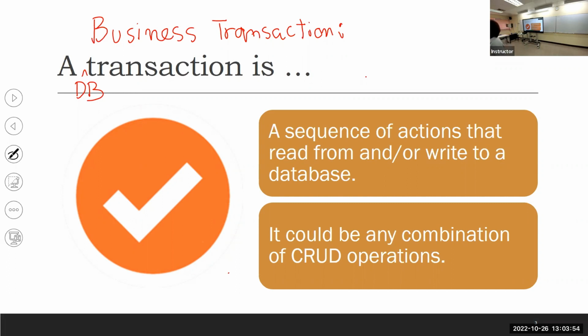Yes. Finding the total sales of the last month. Okay, so this is more on the analysis of the data.